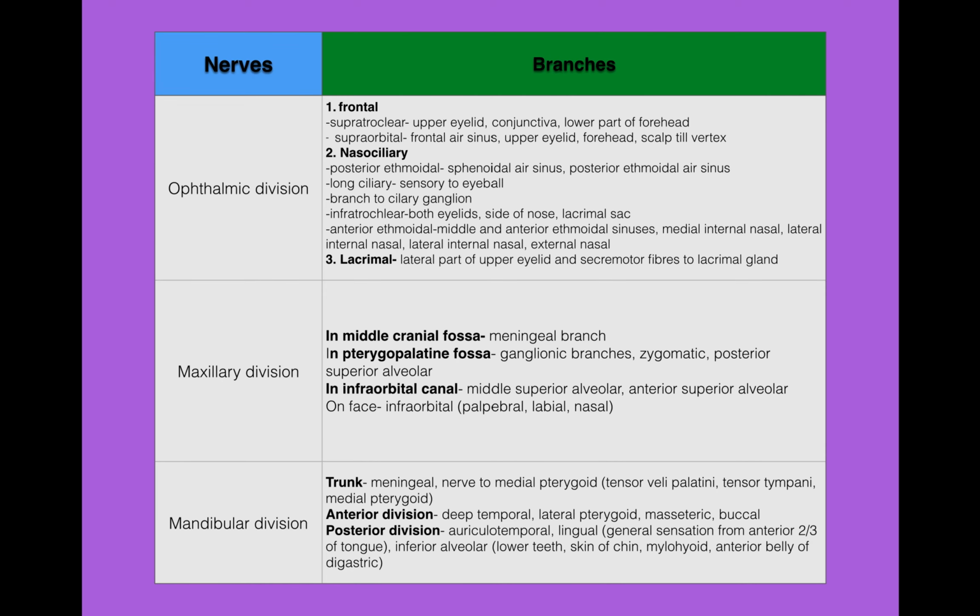So now we will have a look at the three branches of the trigeminal nerve in detail. So we have the ophthalmic division first. So it has three main branches, which are namely the frontal, the nasociliary, and the lacrimal branches.